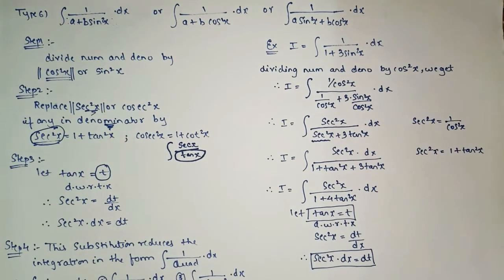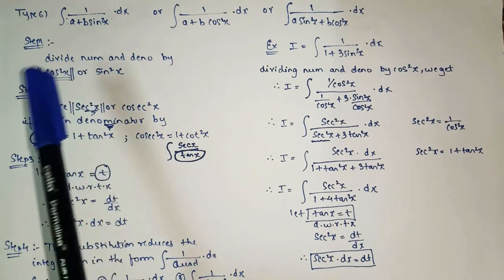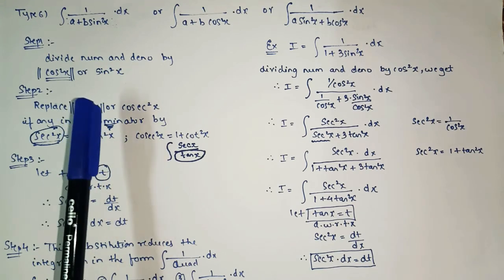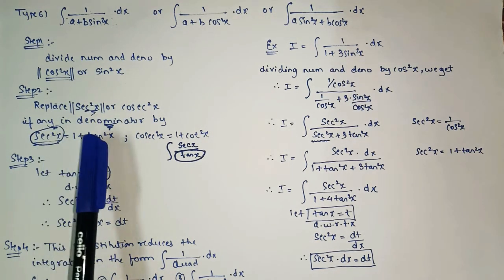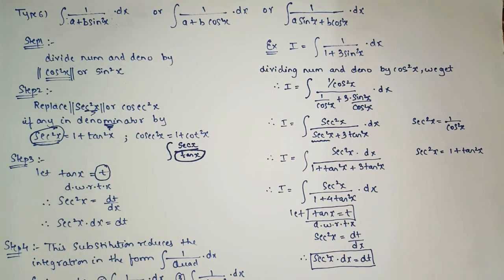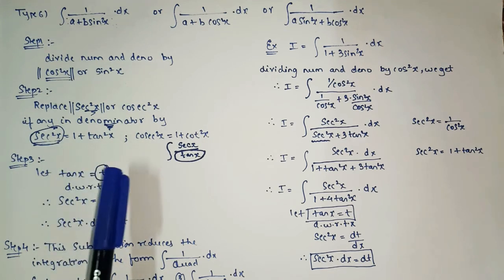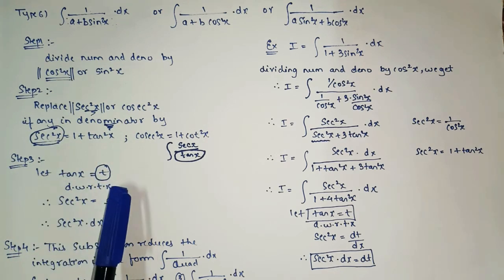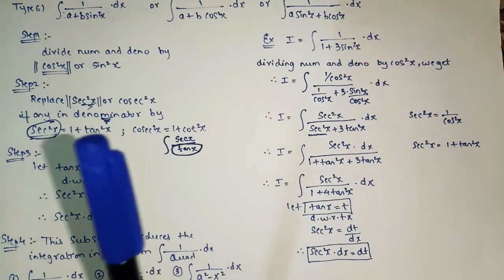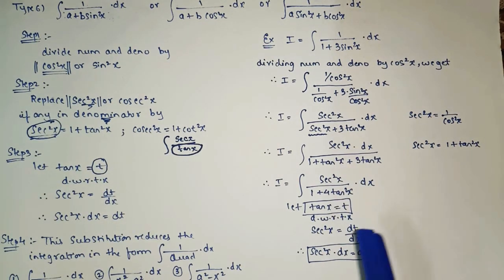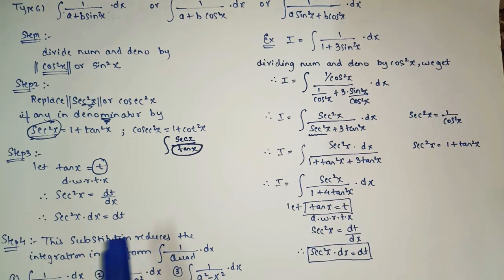Step number 1 is we have to divide the numerator and denominator by cos square. Then 1 upon cos square will be sec square. Then wherever in the denominator you see sec square, you will replace the sec square by 1 plus tan square by using the identity formula. Step number 3 is let tan x equal to t. Then when you differentiate with respect to x, tan x gives sec square x and t gives dt by dx. After that, sec square x into dx we can write as dt, and tan x we can write as t. So after substitution, the integral will reduce to the form of 1 upon quadratic.